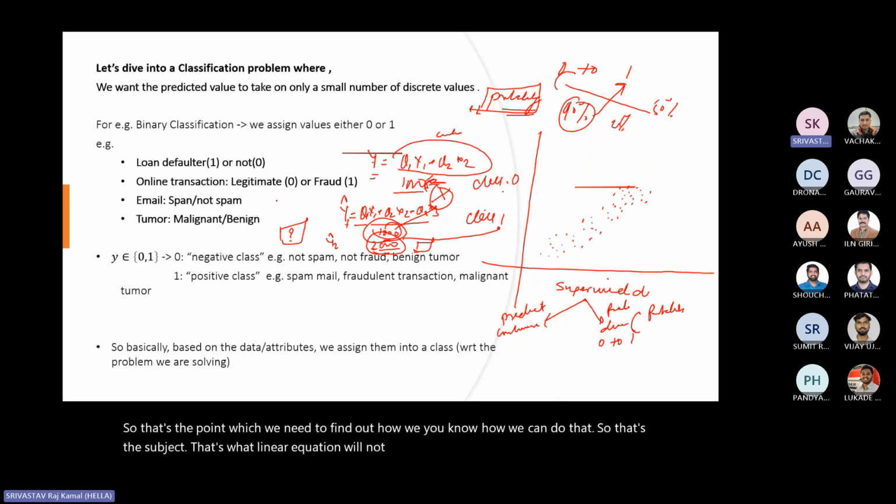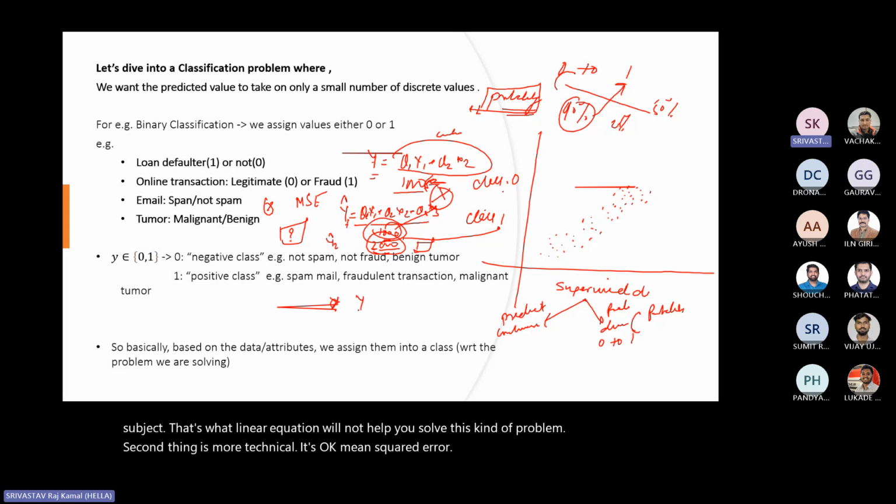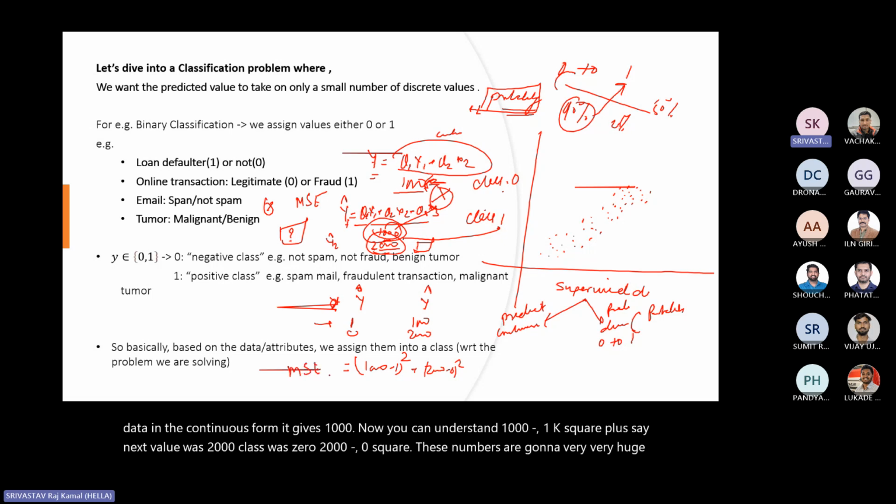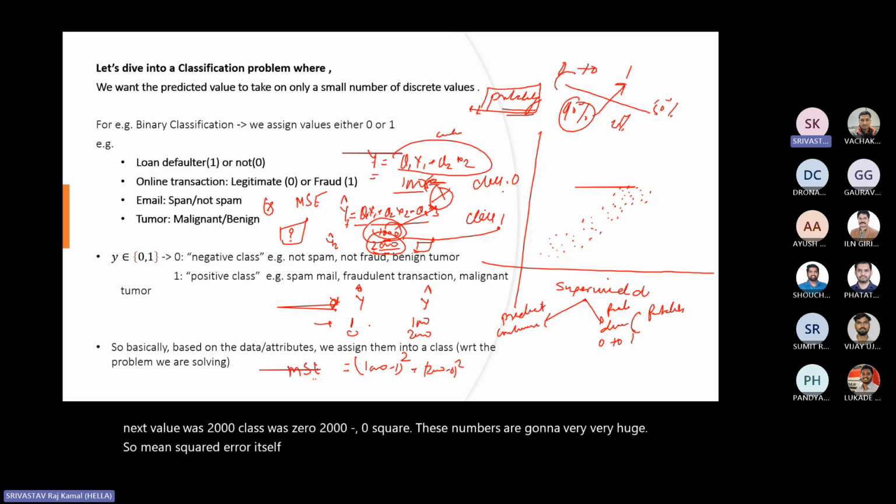Second thing is more technical. It's the mean squared error. My actual y is 1. My y hat always gives data in the continuous form. It gives 1000. Now you can understand 1000 minus 1 whole squared, plus say the next value was 2000, class was 0, 2000 minus 0 whole squared. These numbers are going to be very huge. So mean squared error itself is not a suitable cost function to solve this problem.